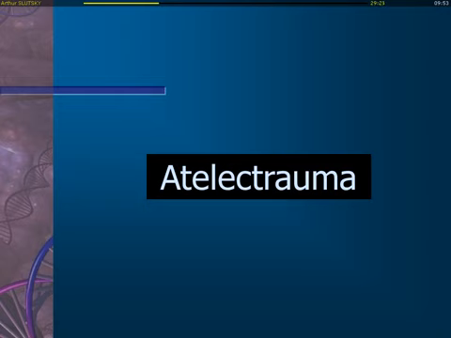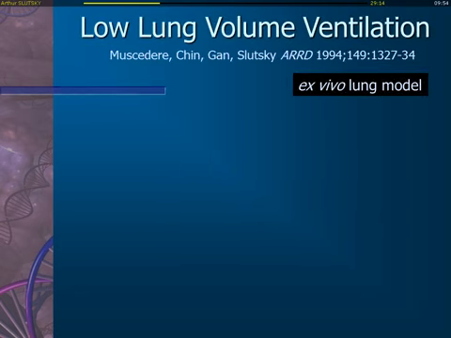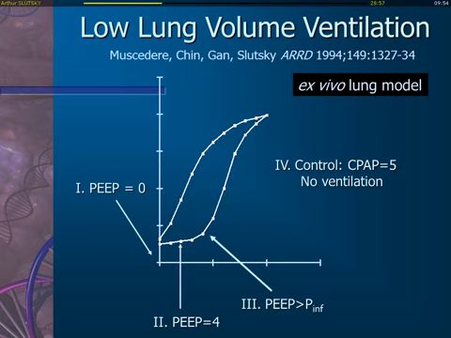As I mentioned a couple times, injury can actually be due to the lung collapsing and reopening, something we've called atelectrauma. And here's a study that I'll just show you some results from about 20 years ago that we published in the American Review of Respiratory Disease. This was using an ex vivo lung model. We took the lungs out of rats and ventilated them, not perfused, just ventilated them. The reason for that I'll come to in a minute.